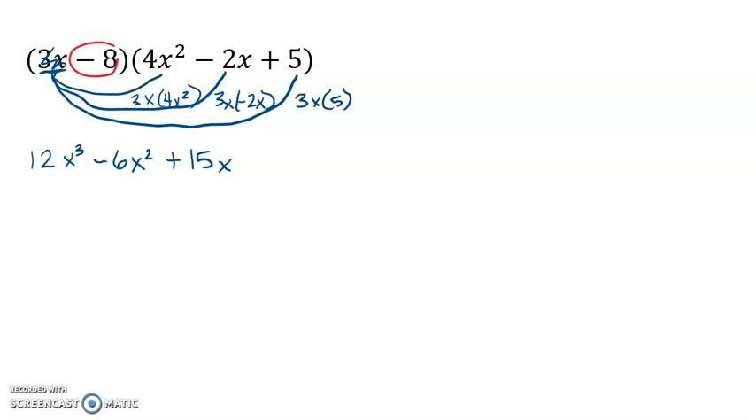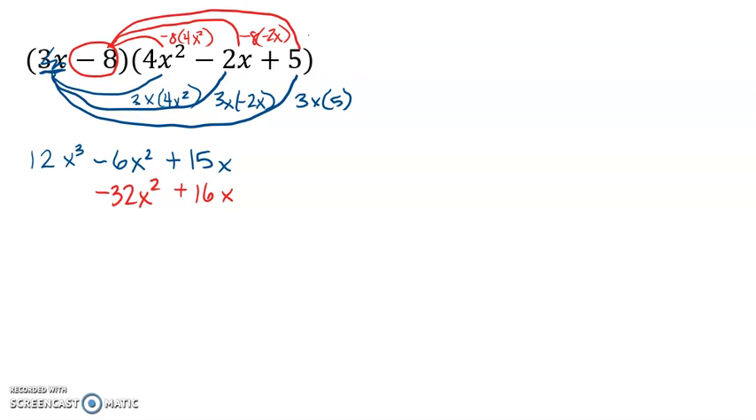Now you do the same thing with negative 8. Negative 8 times 4x squared. Negative 8 times 4 is negative 32, and it's going to be x squared times x squared. Okay, negative 8 times negative 2x. Negative 8 times negative 2 is positive 16 times x. Then negative 8 times positive 5. Mind your signs. Negative 8 times 5 is negative 40. Done with the negative 8.